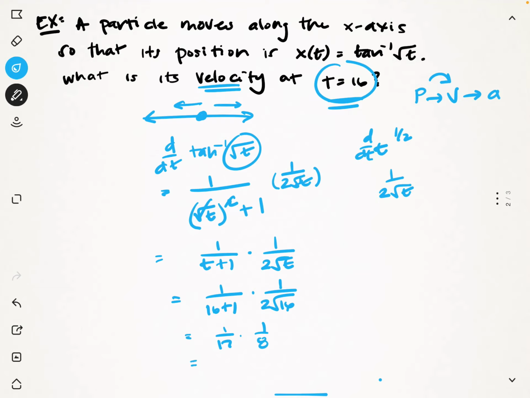So this is going to be 1 over 17 times the square root of 16, which is 4, times 2 is 8. And then when we multiply 17 by 8, where's my calculator? Seventeen times 8 is 136. Okay, so its velocity is 1 over 136, which is super tiny. Let's just make sure that I did it correctly. I'm pretty sure I did, but it doesn't hurt to check. Yep. Okay, perfect.